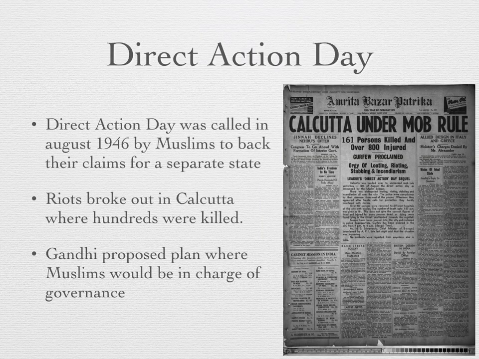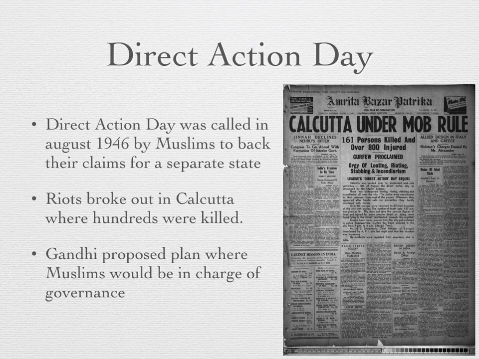As this failed, in August of 1946, the Muslims called the General Strike, which is known as the Direct Action Day, to back their claims for a separate state. However, this led to serious rioting, particularly in Calcutta, where hundreds were killed in clashes between the Muslims and Hindus. Other riots broke out in other parts of the country, and it's believed that somewhere around 2,000 people may have been killed in these riots.